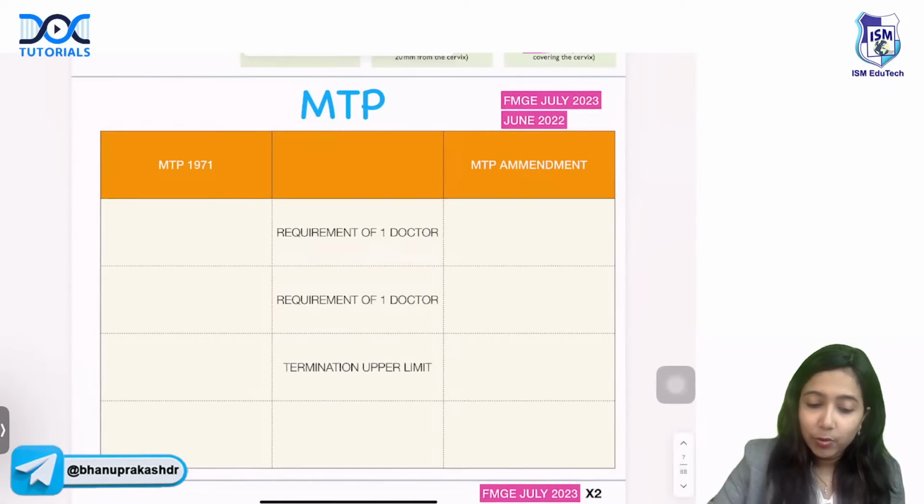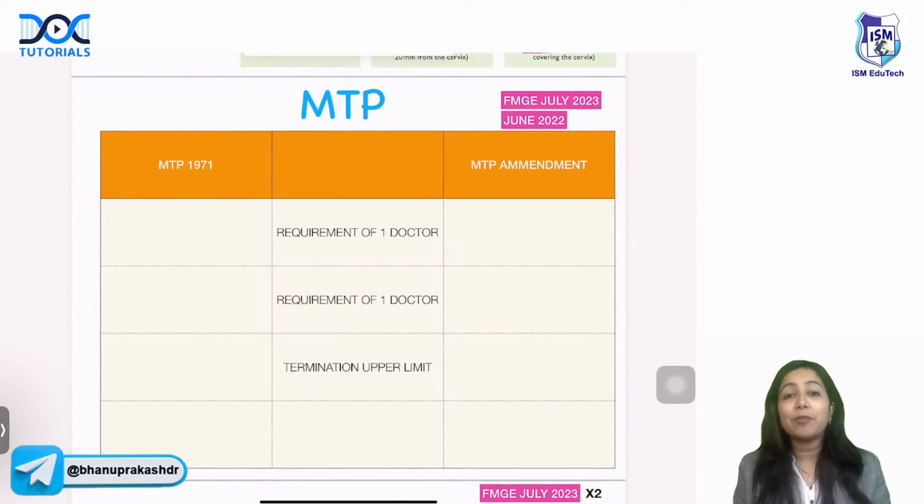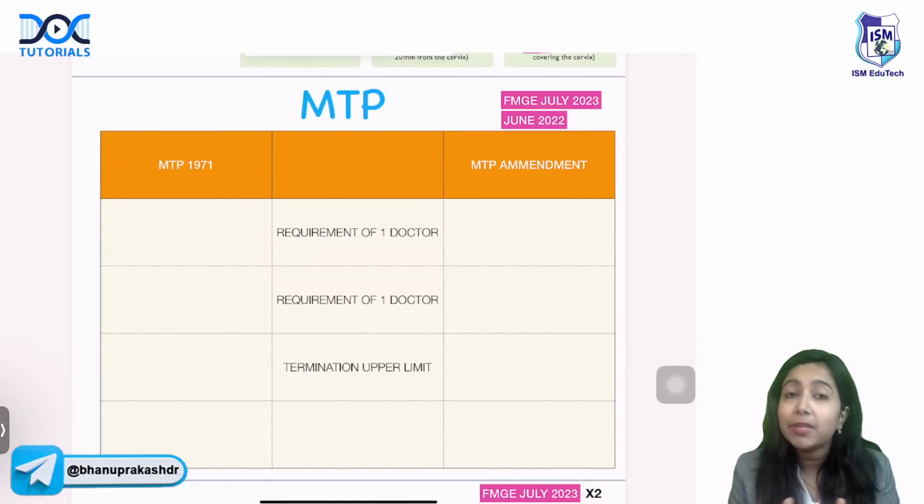Okay. Coming to a very hot topic, that is MTP, or medical termination of pregnancy. There have been a bunch of questions. Again, even in a single exam, there have been multiple questions from the same topic, mainly due to the fact that the MTP amendment has come up. So let's discuss the important points from here.